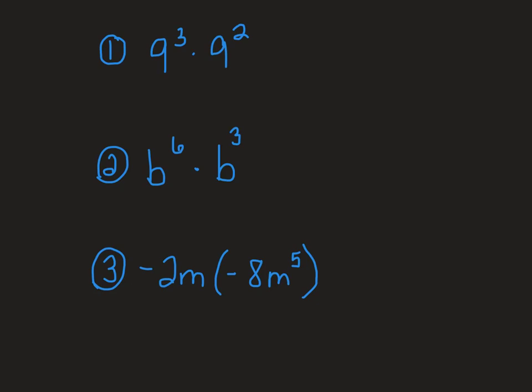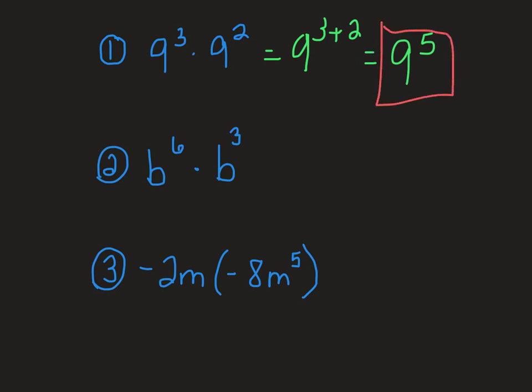Okay, so for the first one, you have 9 to the third power times 9 squared. So that's going to equal 9 to the 3 plus 2, equals 9 to the 5th power. And if you laugh at me, then you have to figure out what 9 to the 5th power is without using a calculator. So b to the 6th power times b to the 3rd. So that's the same thing as b to the 6th plus 3, which is b to the 9th power.